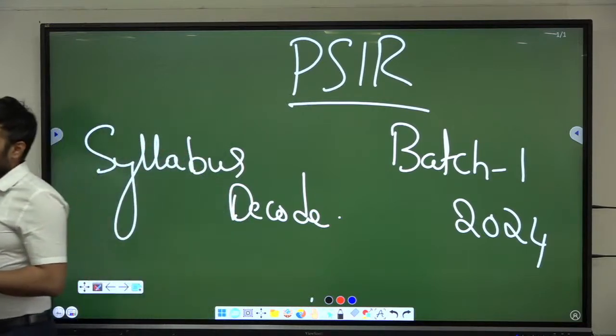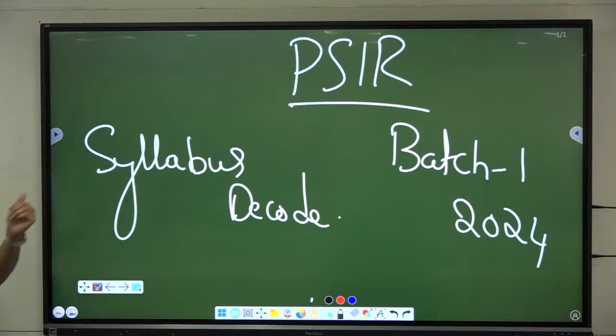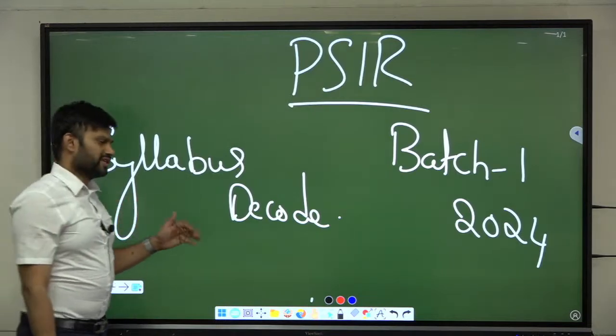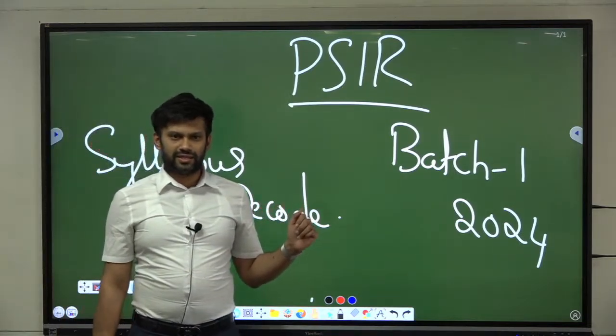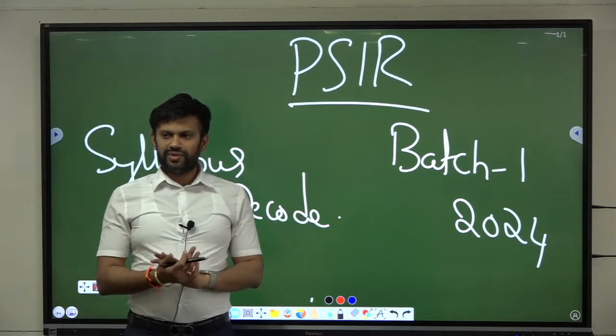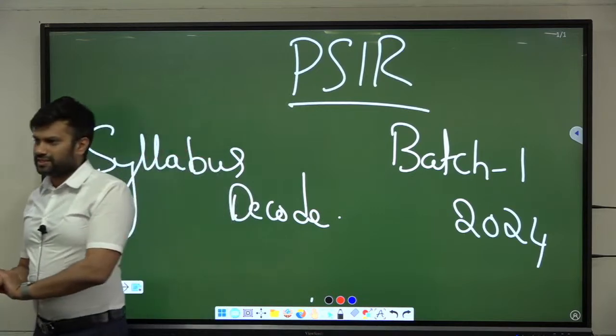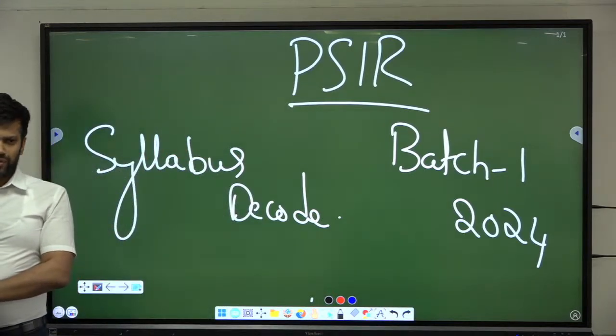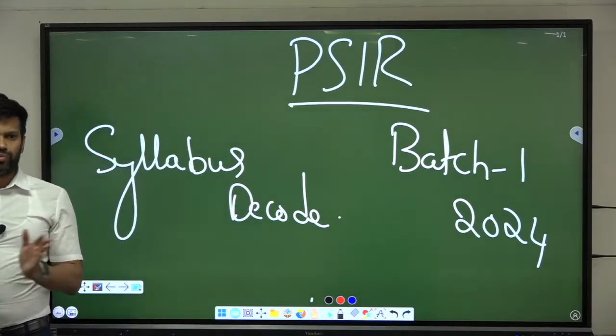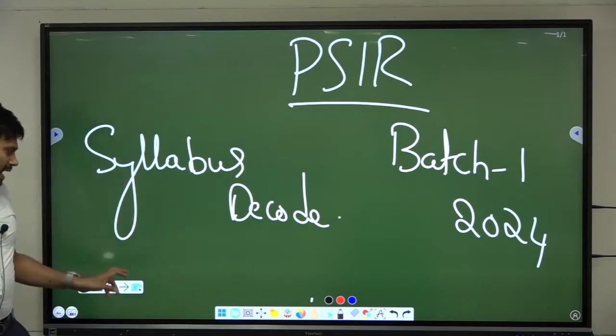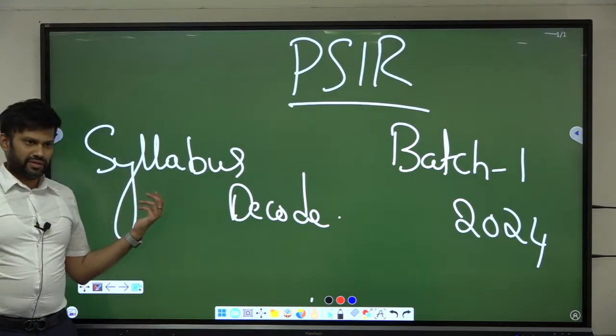So in today's class, the first few classes we have given access to everybody, to decide on the quality of the classes here. So in today's class we will be going through the PSIR syllabus decode. Okay. So the agenda of today's class is to understand what is there in political science, how to prepare for this part of the syllabus, and what are the sources one can refer to in that regard.